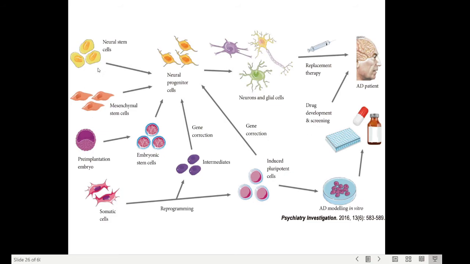The other way happens naturally. Natural stem cells are natural progenitor cells, forming neurons and glial cells. These cells are used in replacement therapy, and using this replacement therapy, the developed cells are injected into their brain.